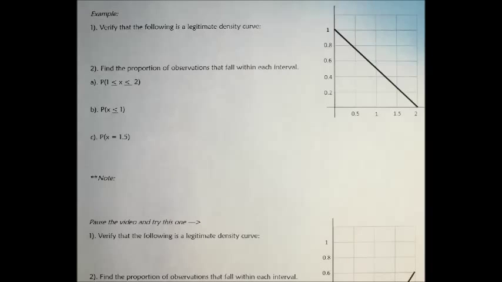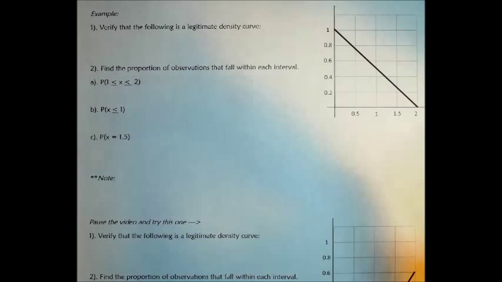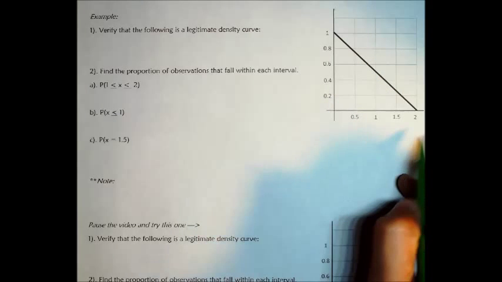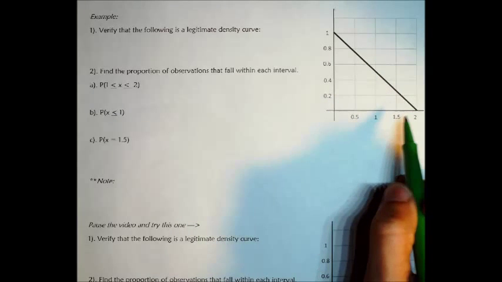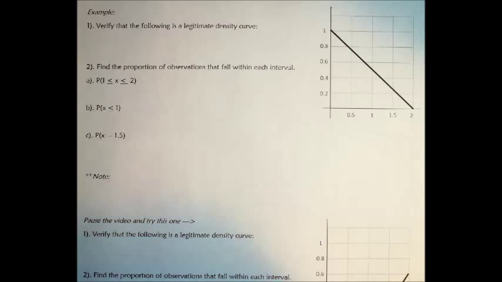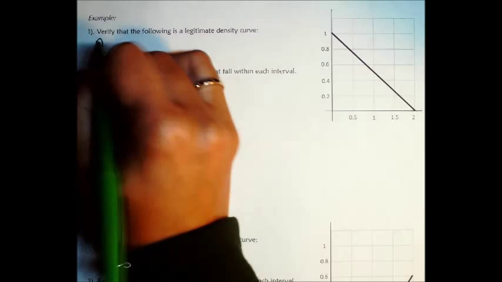So we want to verify that the following is a density curve. Our first characteristic is that it does not cross the horizontal axis, so it doesn't. It's right on it. And next we want to legitimize it by making sure that the area underneath is 1. So we have a triangle, basically, and we know that the area of a triangle is 1/2 base times height.